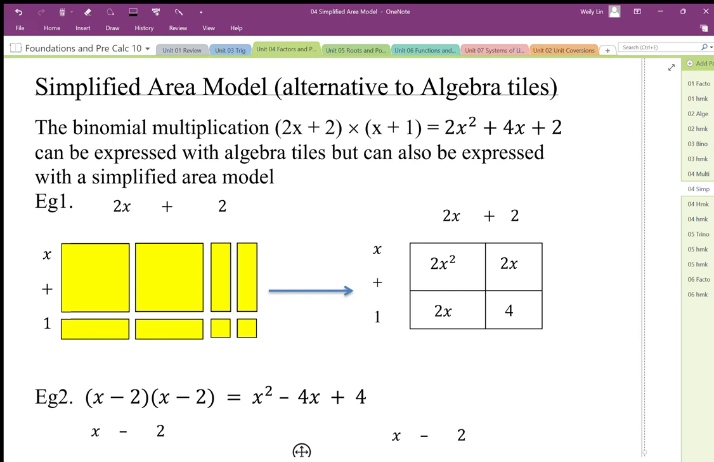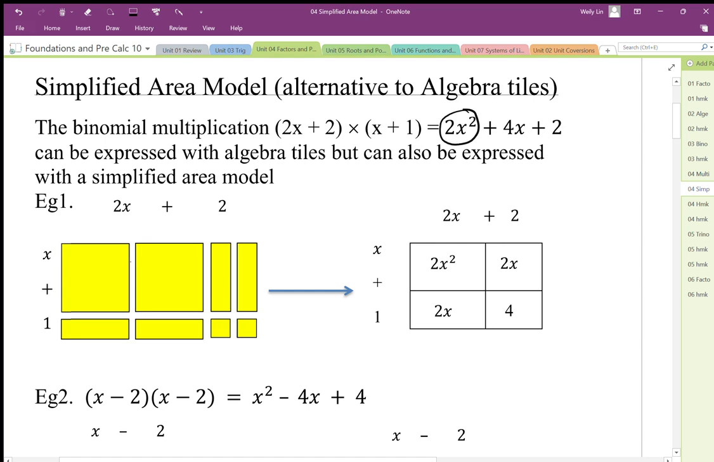Although algebra tiles are very useful because they show us all the individual parts of our area, so when I have our 2x plus 2 times x plus 1, we can see along the length and width our 2x plus 2, we can see our x lengths here, our 1's lengths here, our x width here, and our 1's width here. We can see all the individual parts of this.